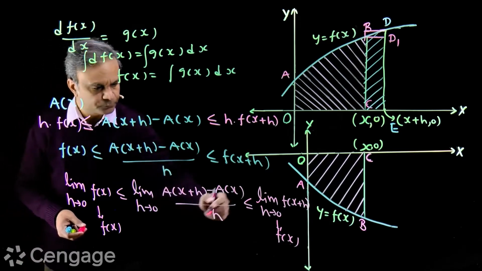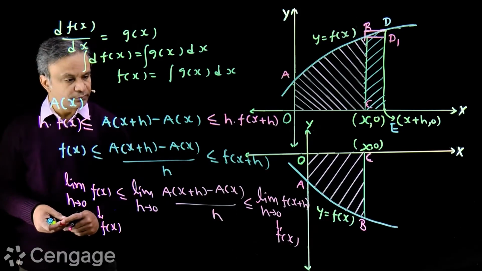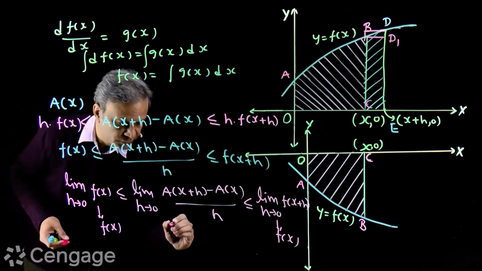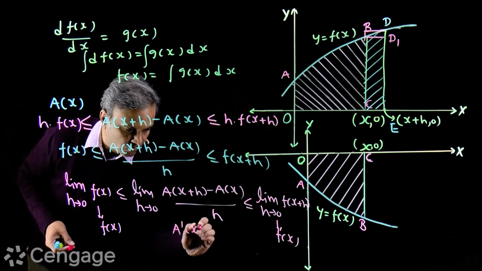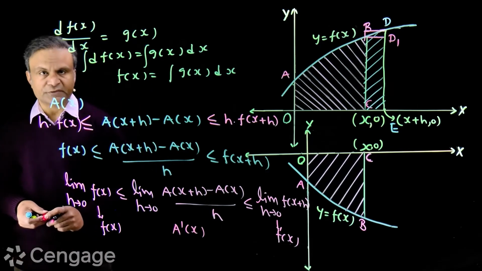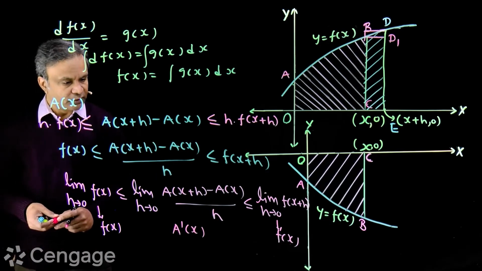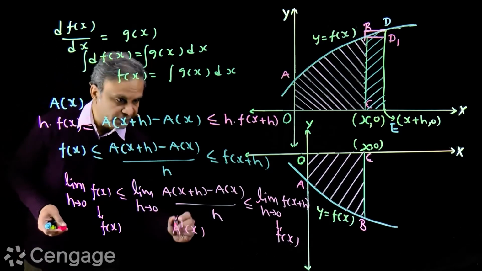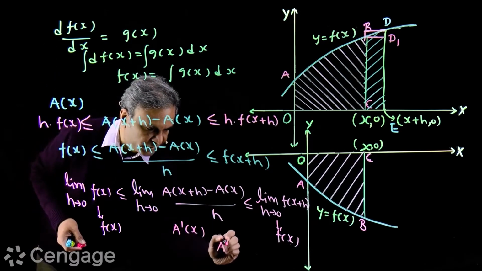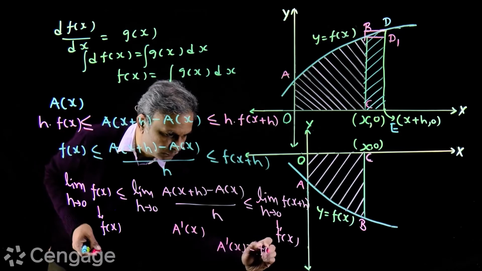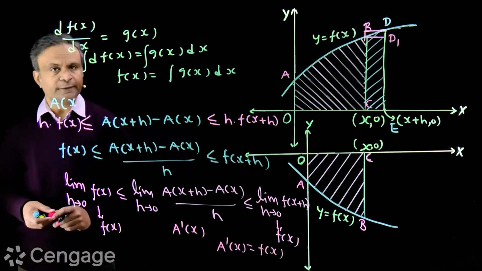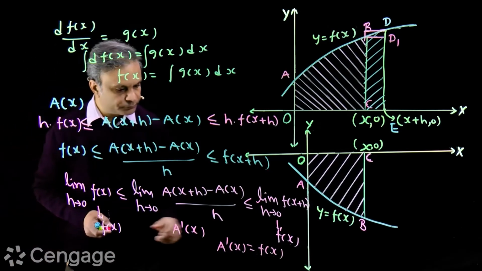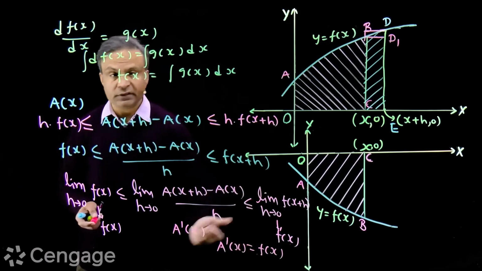And what is this limit? From the first principle of differentiation, this is the derivative of function a of x. ठीक है ना? Area function. So what are we getting? We are getting a prime of x is equal to f of x. ठीक है ना? Derivative of area function is function f of x.